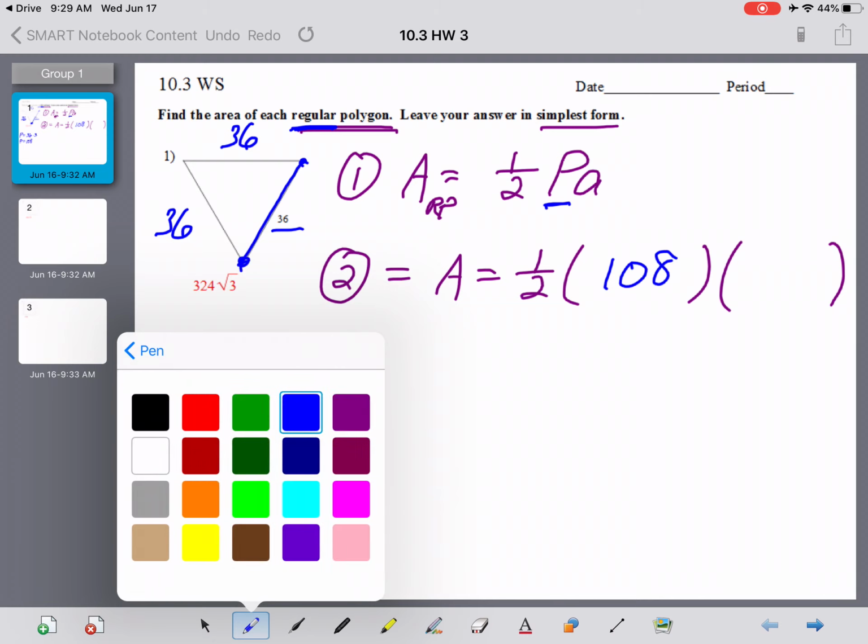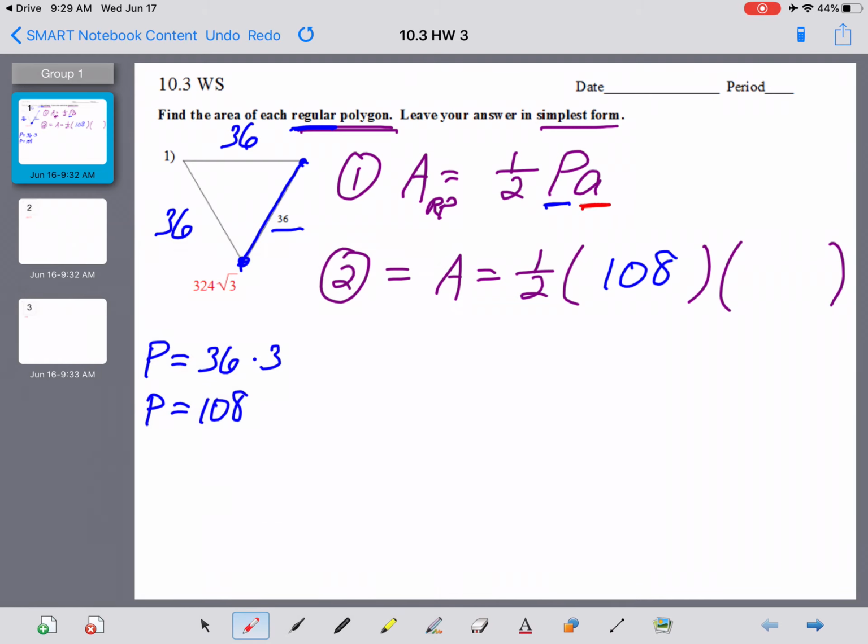What we have to worry about next, though, is figuring out a, the length of the apothem. So hopefully you watched the video on this. To find an apothem, everybody, you take a point at the center of that figure, and you drop an altitude. That doesn't look very good, sorry. Something like that. And you drop an altitude perpendicular to one side. And what that does at the same time is bisect that side of the polygon.